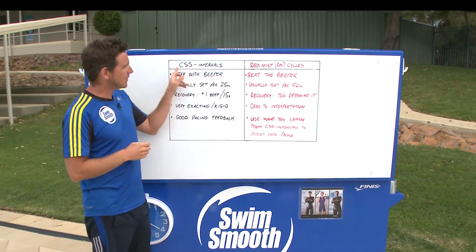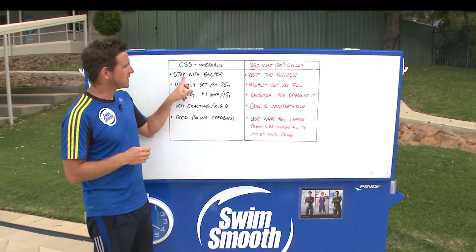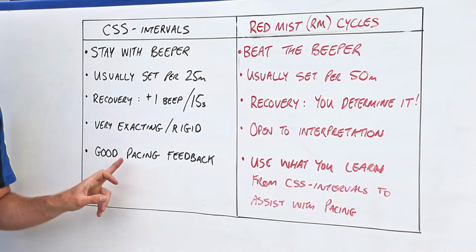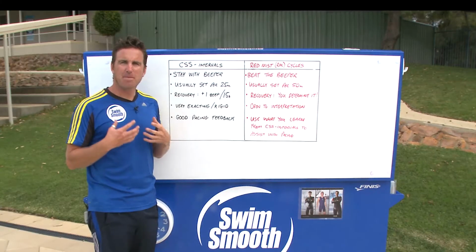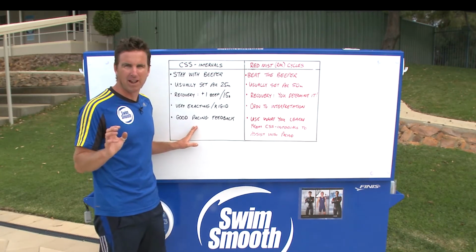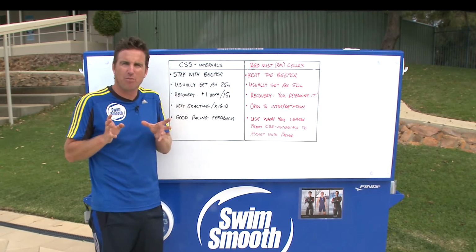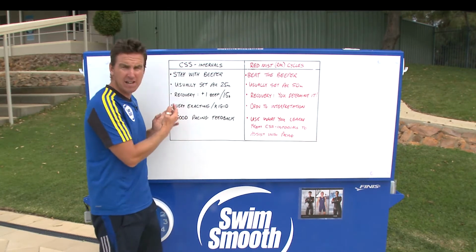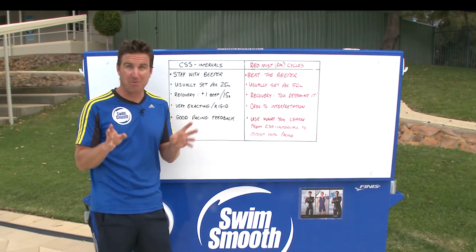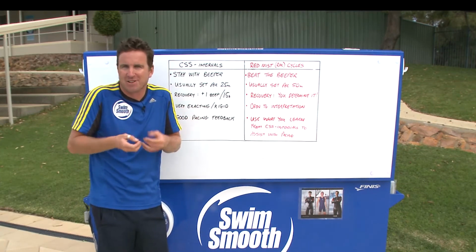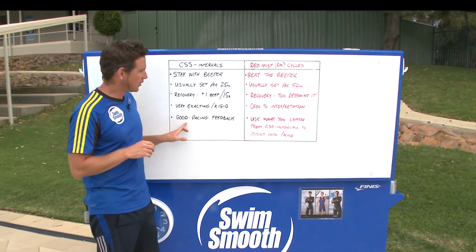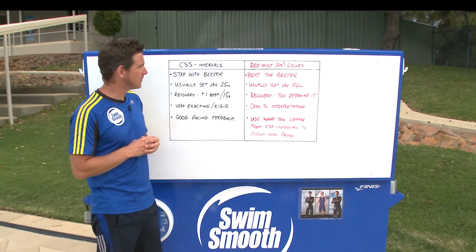But certainly, using these CSS intervals, staying with the beeper, set per 25 metres, we can get some very, very good pacing feedback. And thinking back to my own days as a junior triathlete, this was something I was absolutely terrible at. And if I think about how much more improvement I could have made if I was doing the type of training that I'm doing now, when my pacing has really helped, even though my coaches at the time were telling me this, I just didn't realize it, or maybe I just wasn't listening to that advice at the time, naughty me. Good pacing really helps quite significantly.